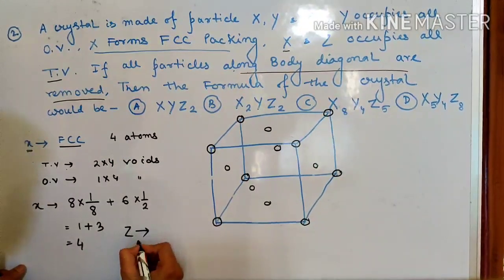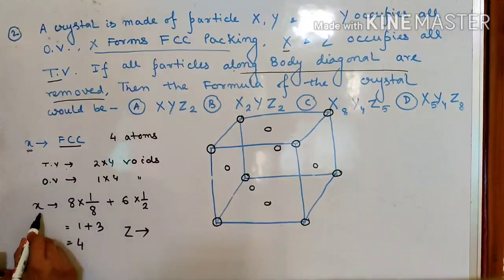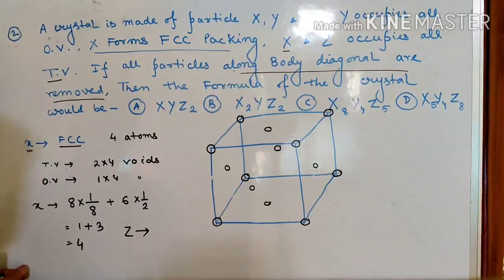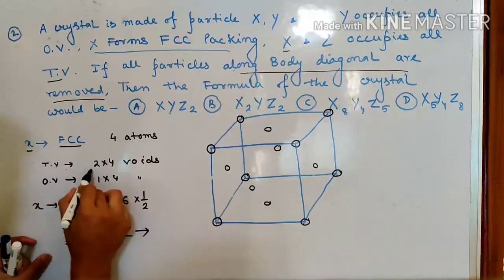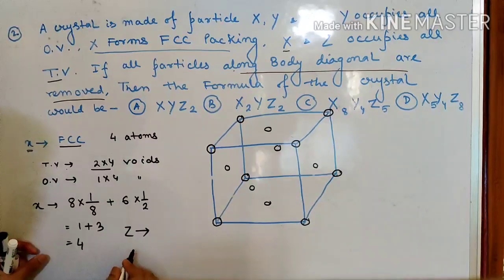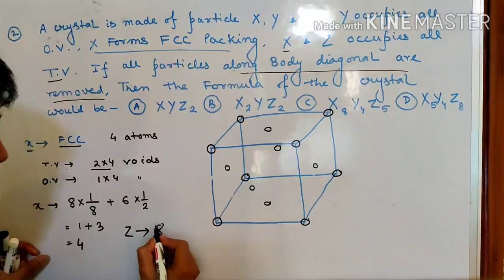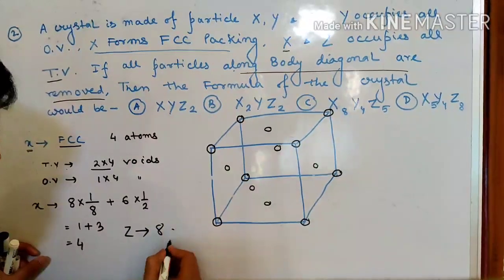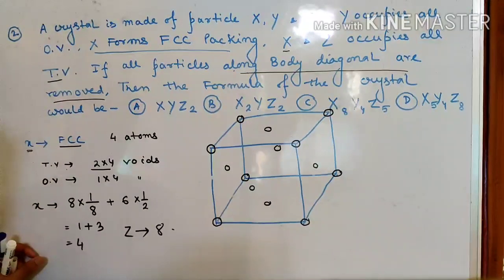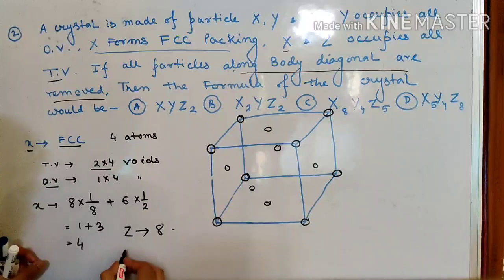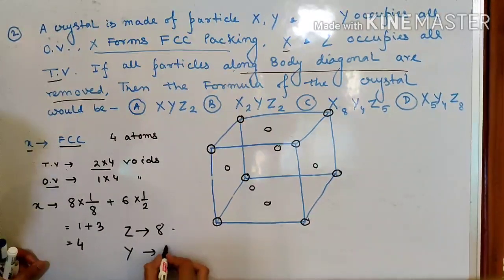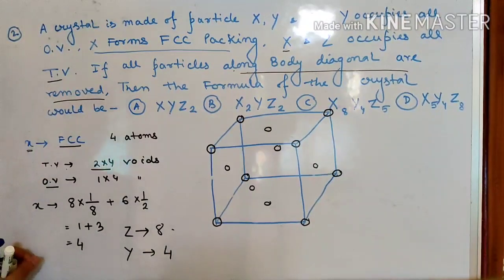Z atoms: if there are 4 X atoms, there should be how many Z atoms? Obviously, the tetrahedral voids suggest there should be 8 atoms. And since the octahedral voids are occupied by Y, there will be 4 atoms.